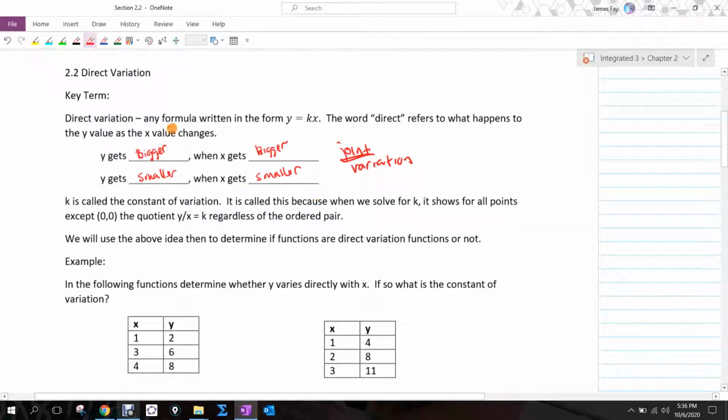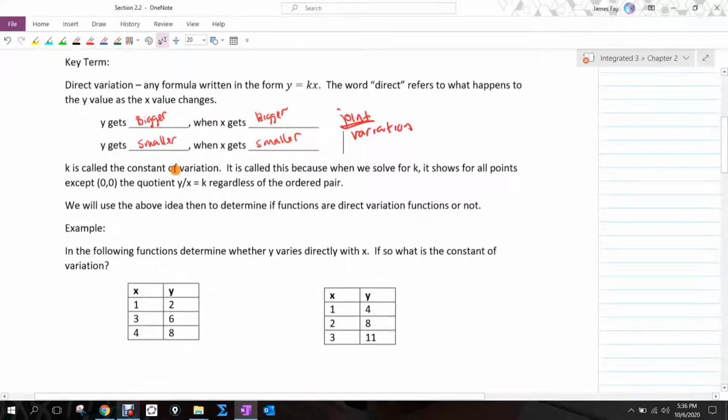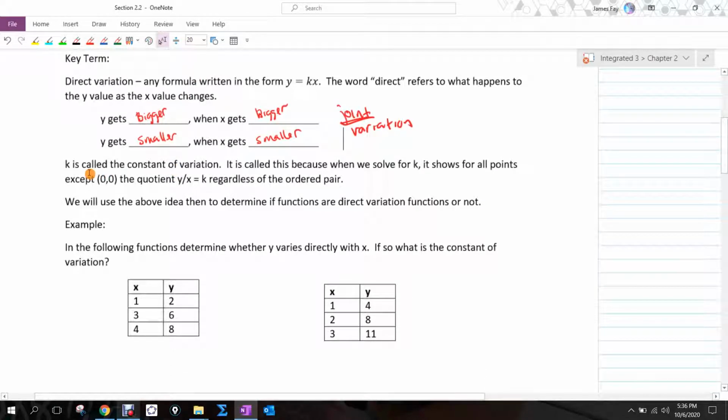If one gets bigger and the other one gets smaller, or one gets smaller and the other one gets bigger, then that's called disjoint or indirect variation. Here we call k the constant of variation. It is called this because when we solve for k, it shows for all points except (0, 0) that the quotient y divided by x equals k, regardless of the ordered pair. I'll demonstrate that when we do some examples.